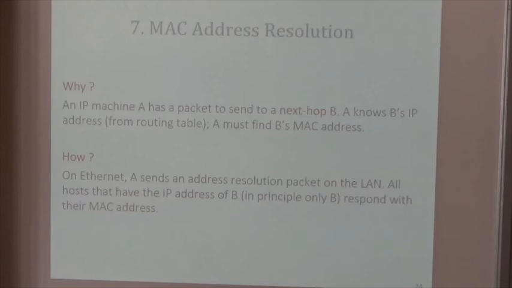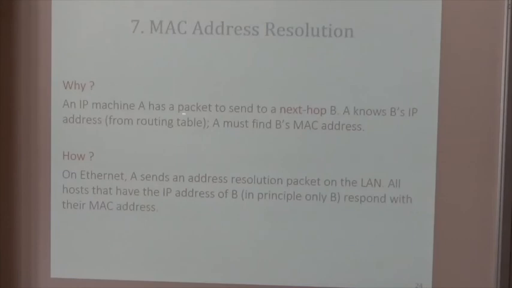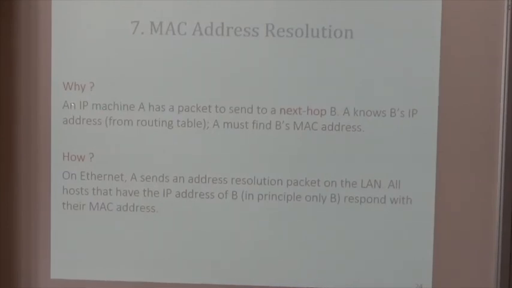But before that, let's move on to a closely related topic, which is MAC address resolution. So what's the problem? The problem is, as we have seen already, when an IP machine needs to send a packet to next hop B, B can be the final destination if A and B are in the same LAN. Otherwise, B is a router on the path from A to the final destination. A can also be a router that is forwarding to the next hop router. But to send a packet to B, you need to find the MAC address. Now, how do you find the MAC address? That's the question that we see here.